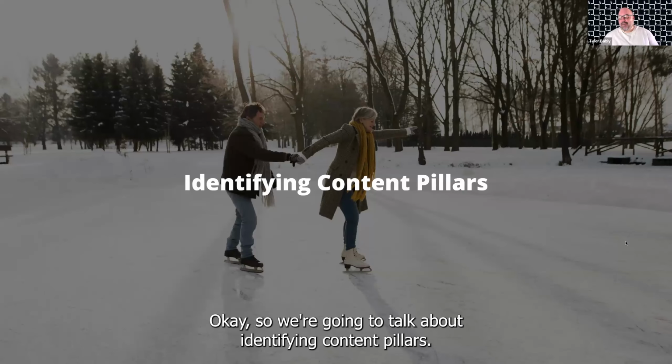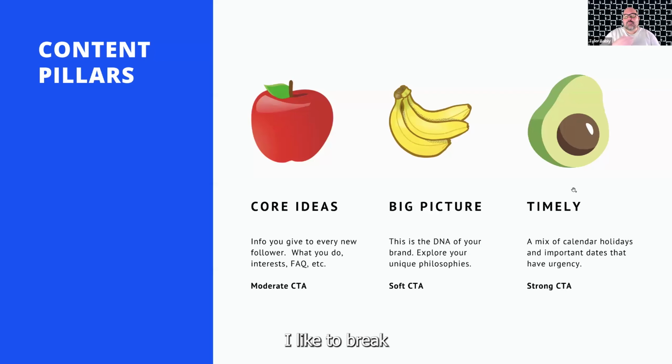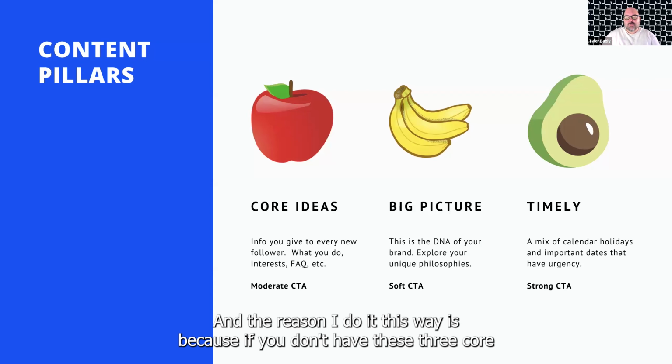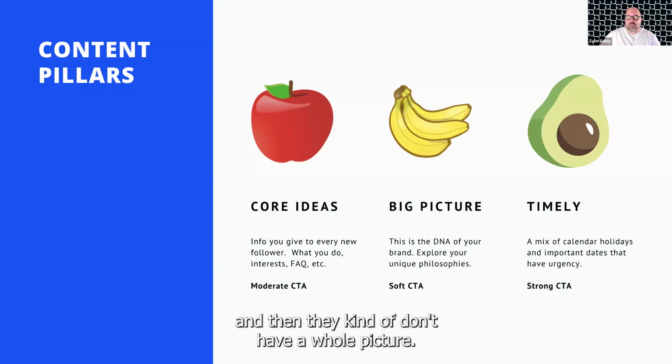Okay, so we're going to talk about identifying content pillars. I like to break content pillars into three main categories. This is a very basic breakdown, and the reason I do it this way is because if you don't have these three core pieces, oftentimes people will focus on one piece and they don't have the whole picture.